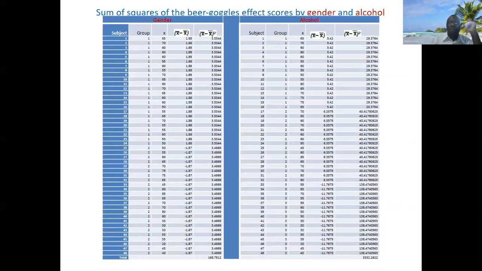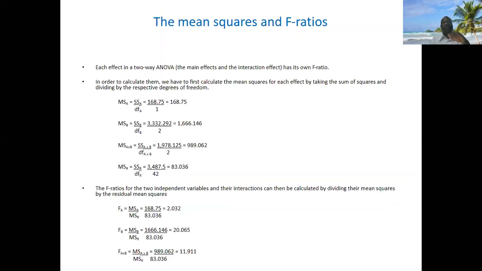Okay? Proceed. You will see that we have just itemized the sum of squares for the main effect of gender, the main effect of alcohol, and the interaction. I know you already know the residual. But if the model is split into these three, the residual will be split. Now, for you to calculate your F ratio, each of them has its F ratio. The gender has its own, the alcohol, and the interaction.